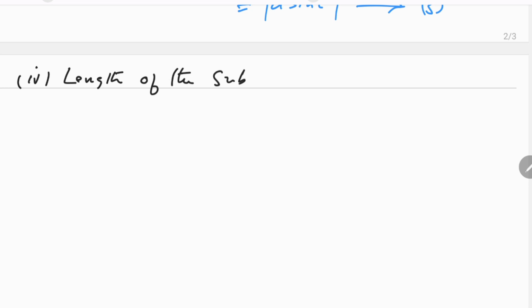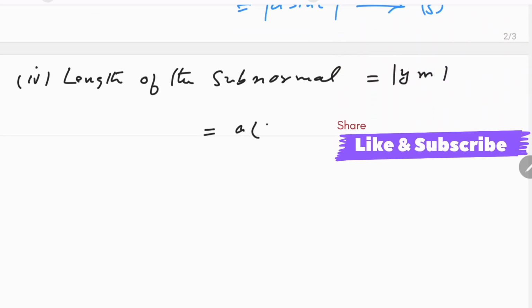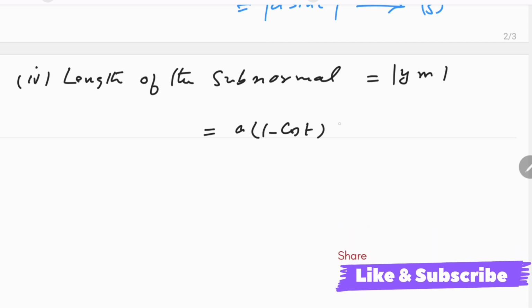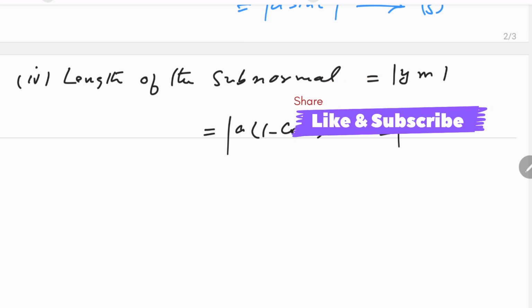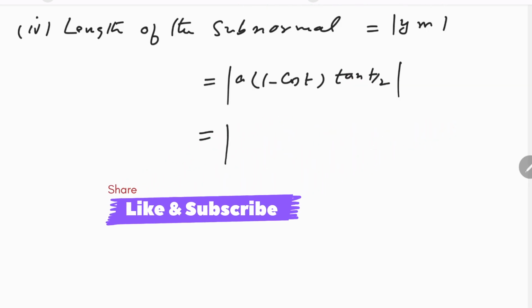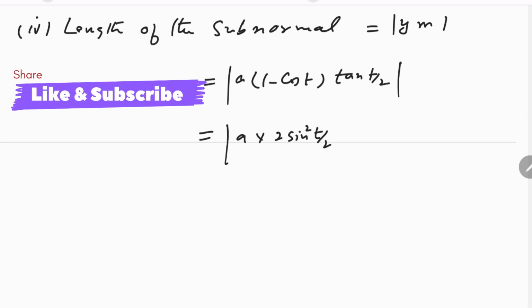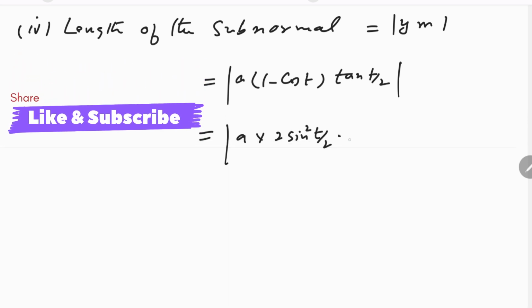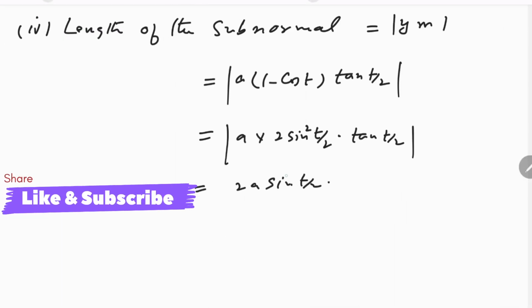Now you can take the fourth answer. Length of the subnormal is equal to |y·m|, which is a(1 − cos t) into tan t/2. 1 minus cos t, again you can write as 2 sin square t/2, into tan t/2. Now the final answer we got is 2a sin square t/2 tan t/2. This is the length of the subnormal.